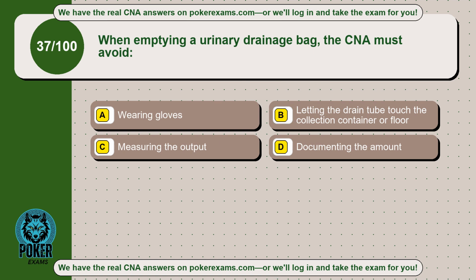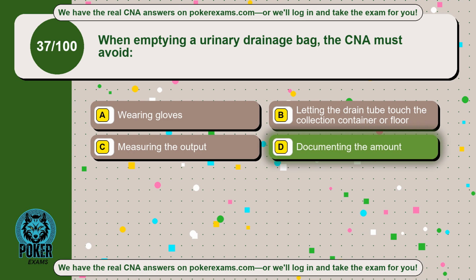Question 37. When emptying a urinary drainage bag, the CNA must avoid: Option A, wearing gloves. Option B, letting the drain tube touch the collection container or floor. Option C, measuring the output. Option D, documenting the amount. The correct answer is option D, documenting the amount.